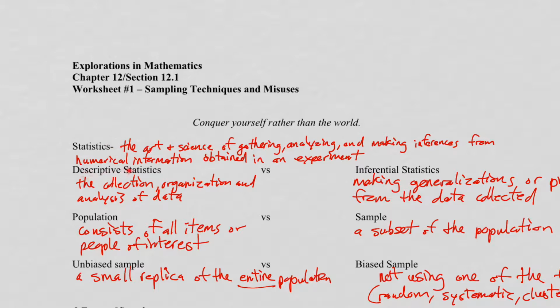So, descriptive statistics versus inferential statistics. Descriptive is we are just describing the facts. So you collect the data, you organize it, and then you do the numerical analysis of the data. Okay, those are just the plain facts of the case of whatever you are studying. So that's descriptive.